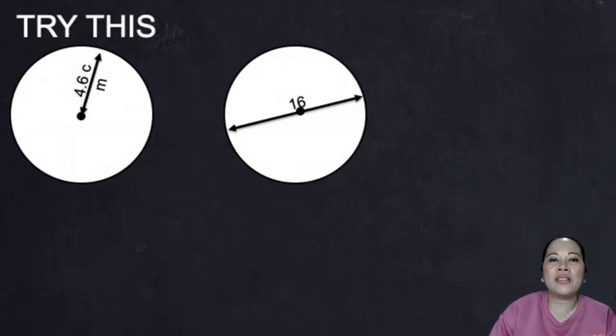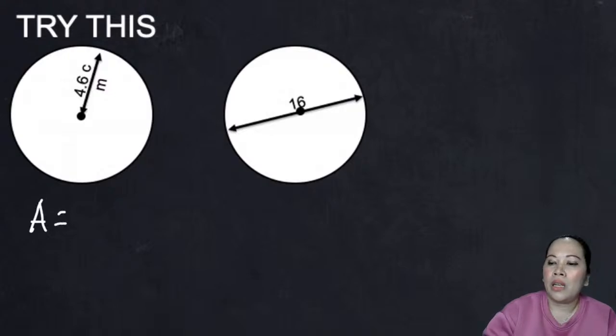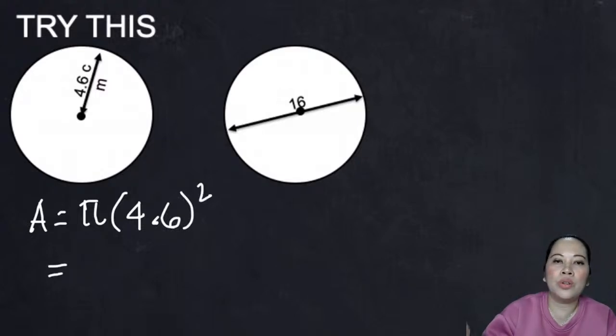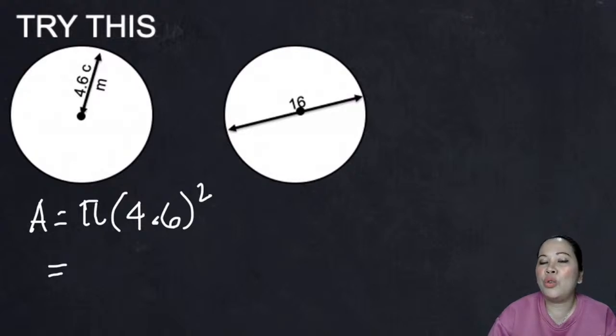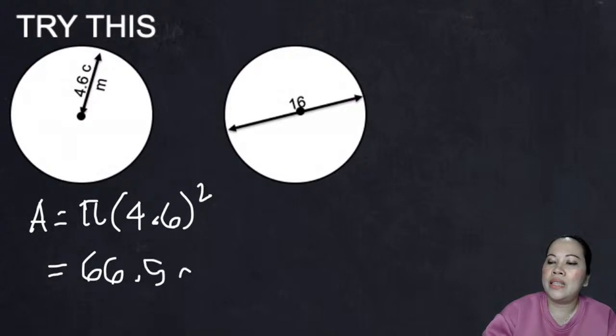So if we are asked to find, for example, the area of the following, and the value should be given to 1 decimal place. If that's 4.6 centimeters, then the area would be pi times 4.6 squared. Using your calculator, multiply 4.6 times 4.6 times the value of pi, which is 3.142 or 3.1416, and you will get an area of 66.5 centimeters square.